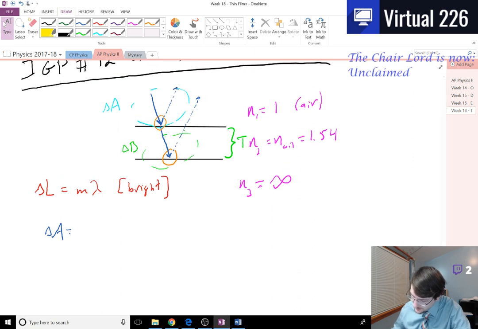So the delta A up here, when we look at it, we see we're going from an index of refraction of 1 to 1.54. So that's a hard reflection. So we're going to get a wavelength shift of lambda over 2 out of it.